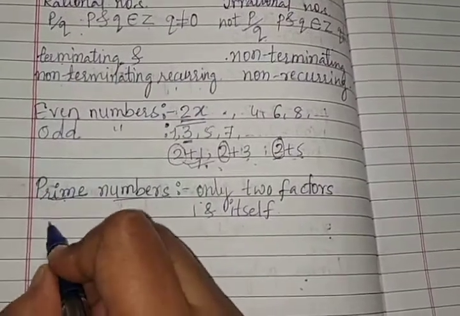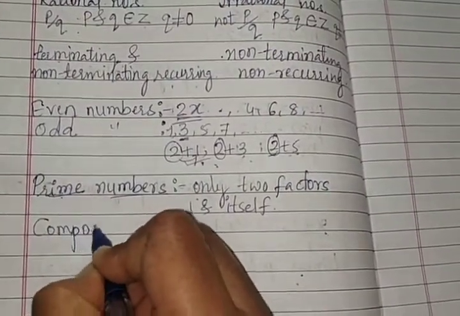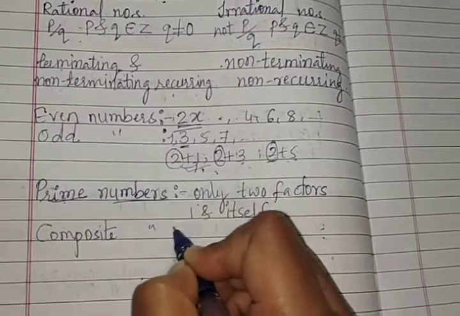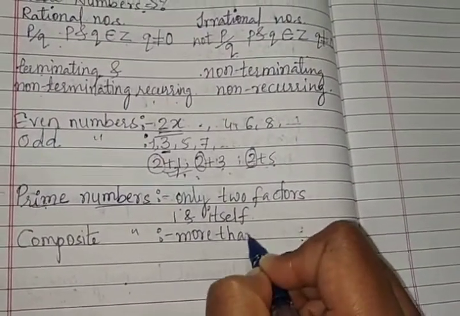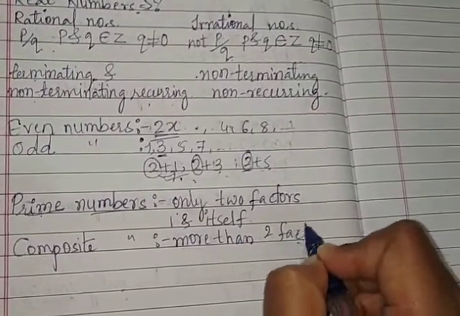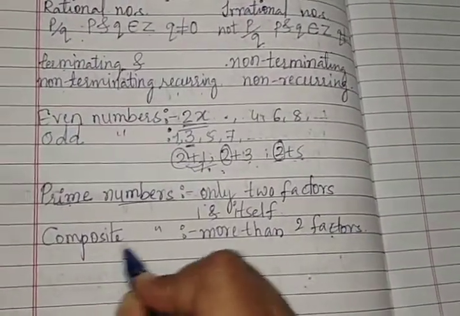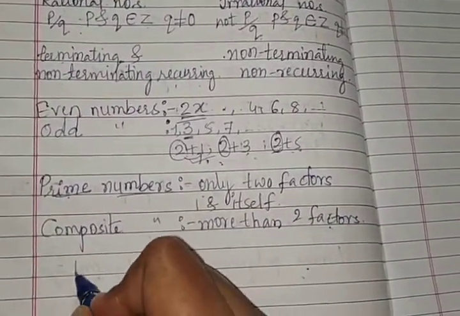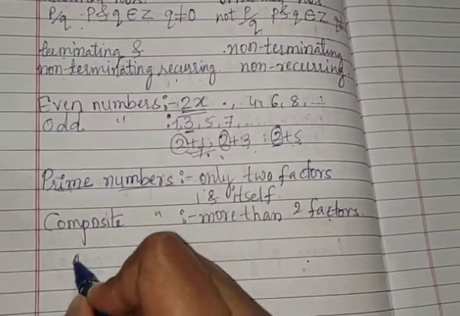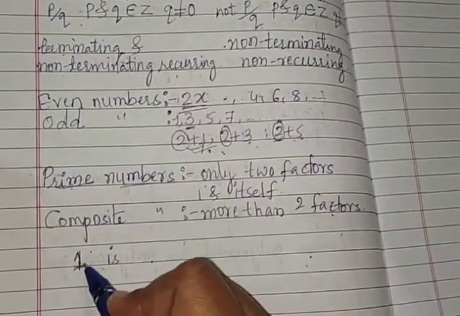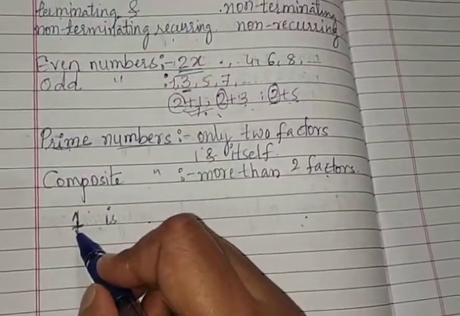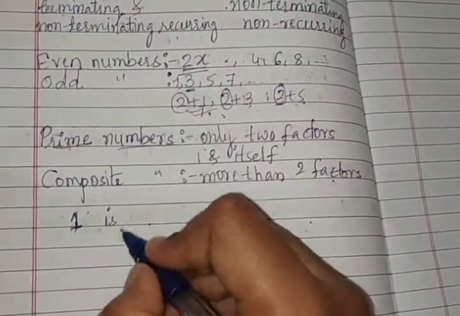Then what are composite numbers? The numbers which have more than 2 factors are called composite numbers. Now let's see what 1 is. Whether 1 is a prime number or a composite number. How many factors does it have? It has only 1 factor, that is 1.